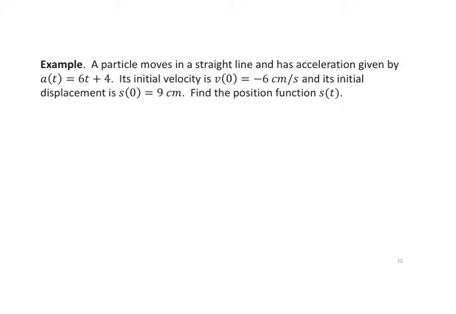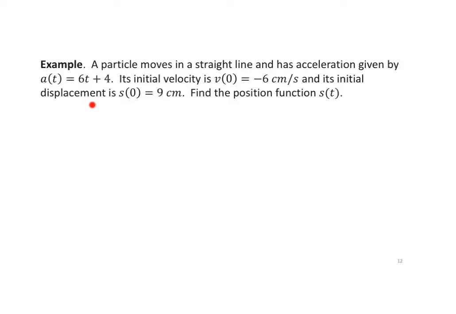Its initial velocity is v of 0 equals negative 6 centimeters per second, and its initial displacement, which is another word for position or distance, initial displacement is s of 0 equals 9 centimeters. Find the position function s of t.